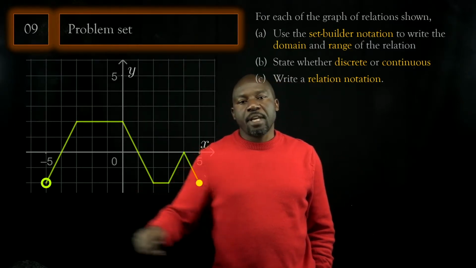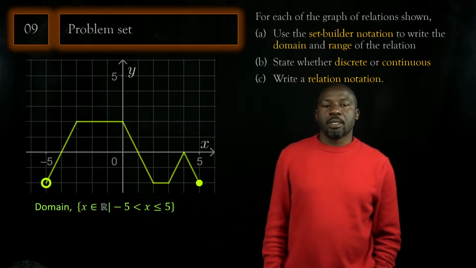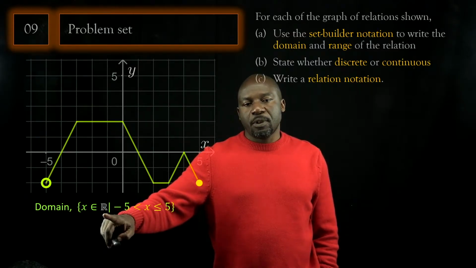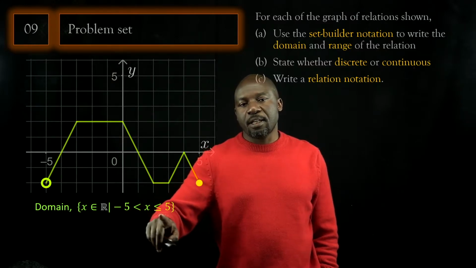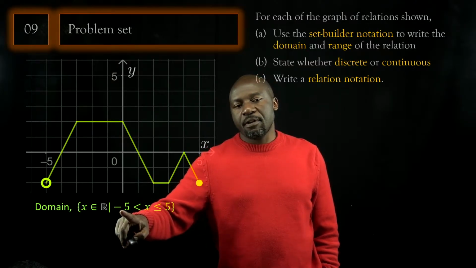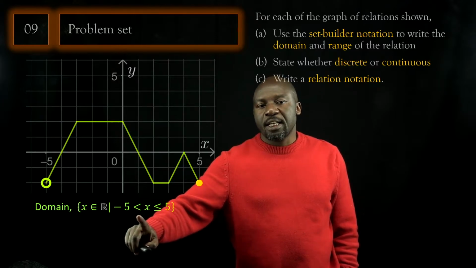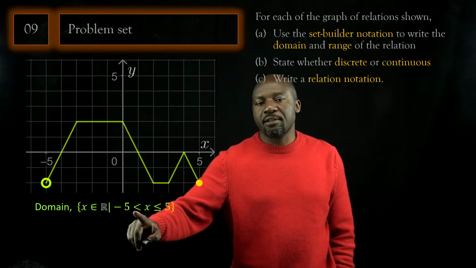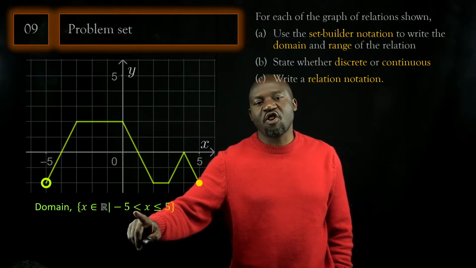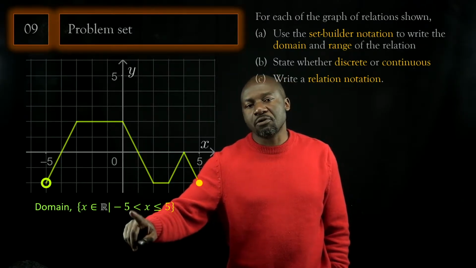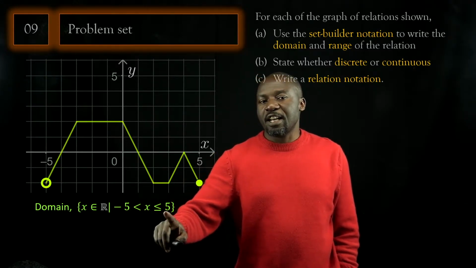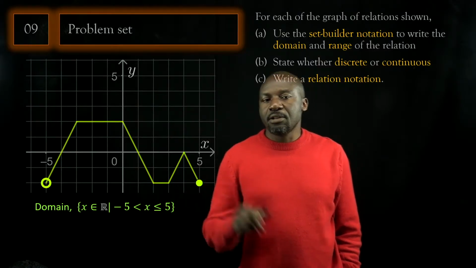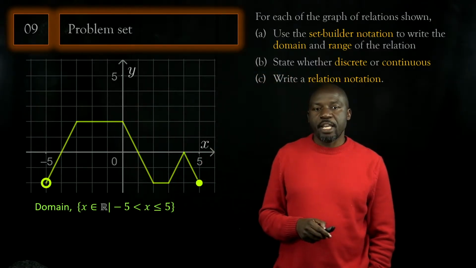So we can write the domain as x are any real number such that that real number lies between -5 and 5, but -5 is not included. So x has to be greater than -5. Okay, it's not greater than or equal to -5 now. It is greater than -5, but it is less than or equal to 5 because of that. Okay, so this is how we represent this domain.